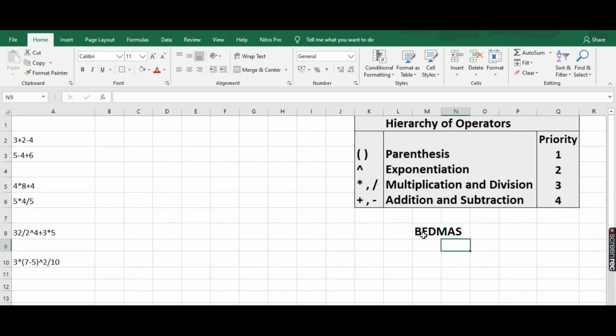Now, the letter O is replaced by the letter E here. E stands for exponentiation. The others remain the same.